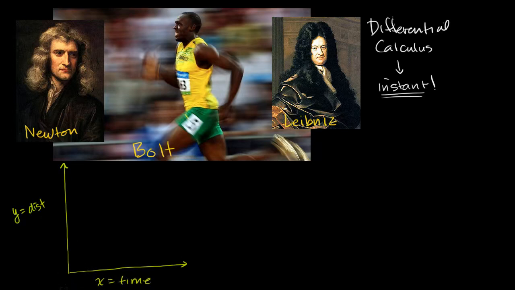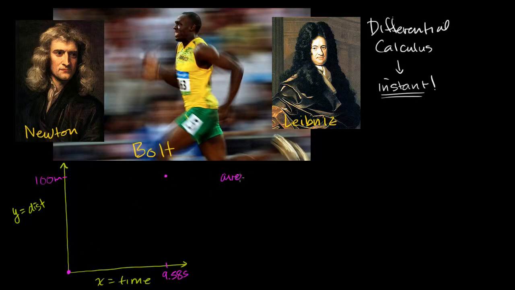And so if we were to plot Usain Bolt's distance as a function of time, well, at time 0, he hasn't gone anywhere. He is right over there. And we know that this gentleman is capable of traveling 100 meters in 9.58 seconds. So after 9.58 seconds, we'll assume that this is in seconds right over here, he's capable of going 100 meters. And so using this information, we can actually figure out his average speed.